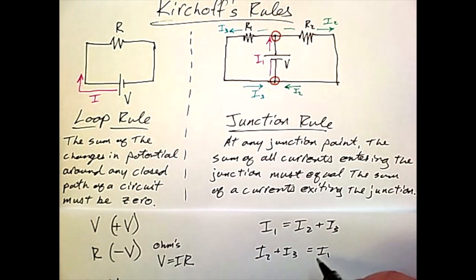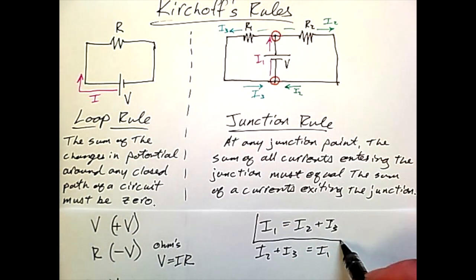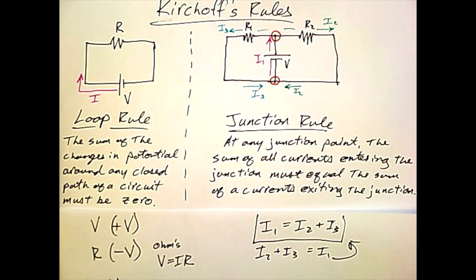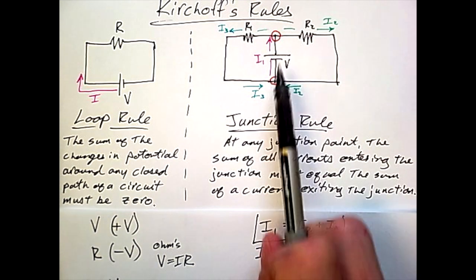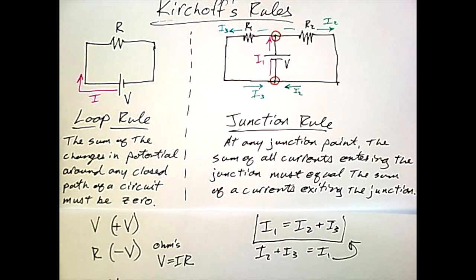And what we confirm is that there is only one junction statement, because this is the same as that. And that should hold true for conservation of charge. If there are only two junctions, then there is only one equational statement.